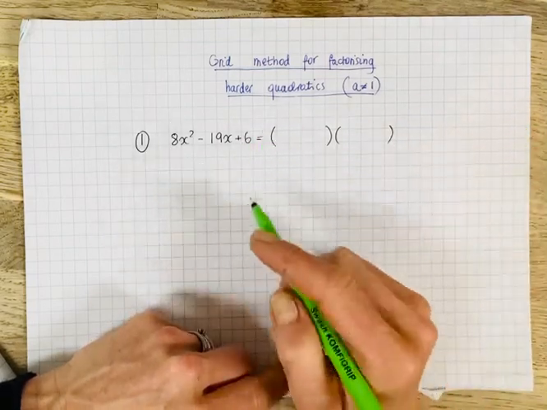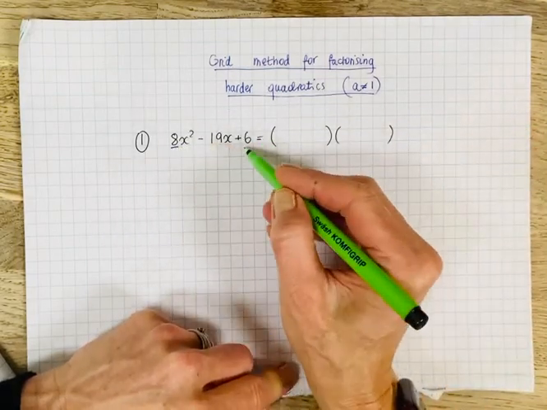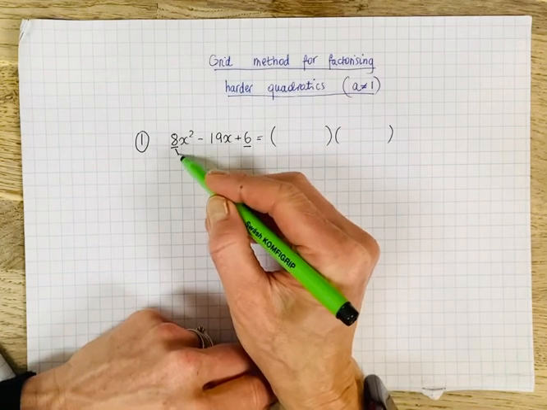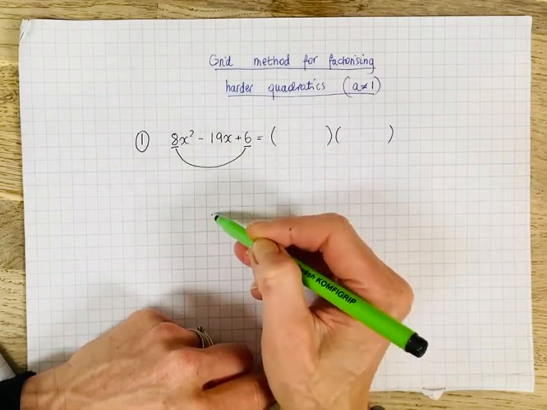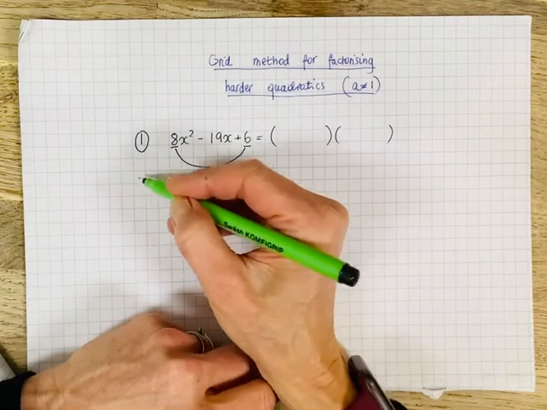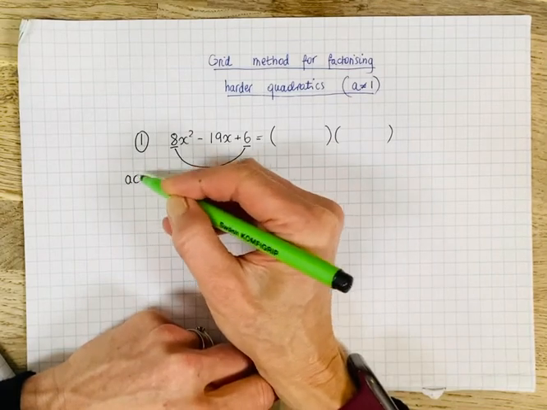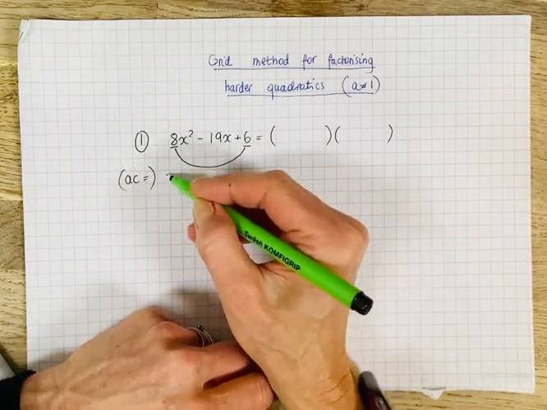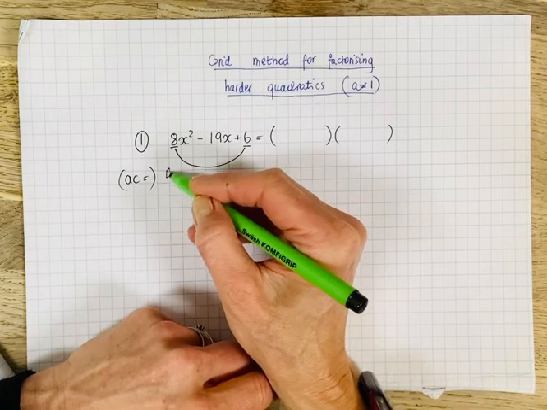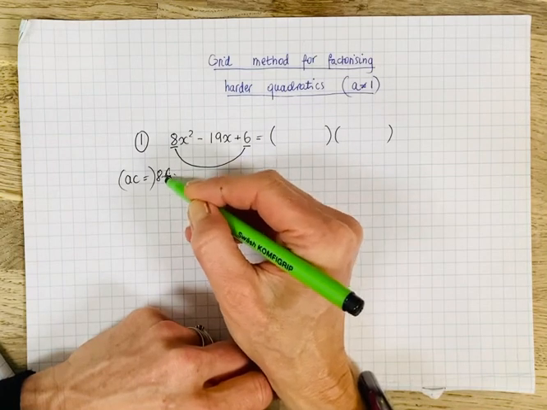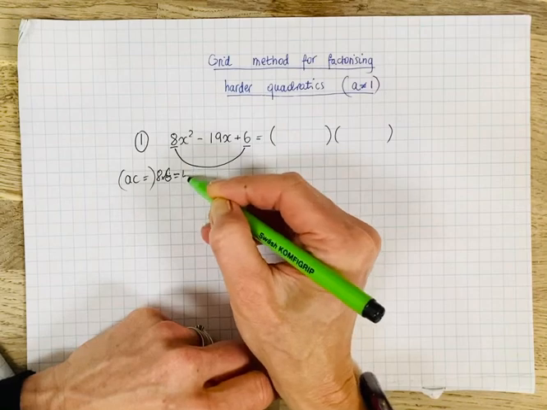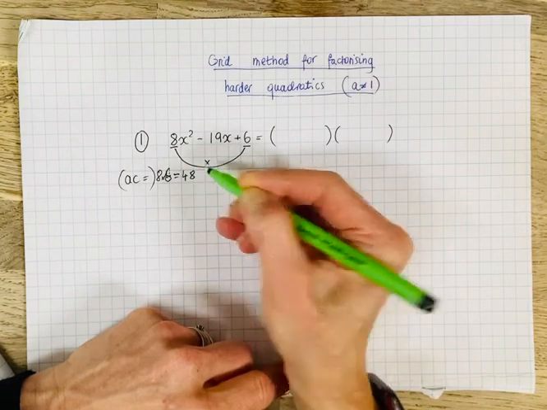Okay, so the first thing you do is multiply the coefficient of x squared by the constant term at the end. You can call it AC if you like. So AC is going to be 8 times 6, which is 48. Okay, so you multiply these two.